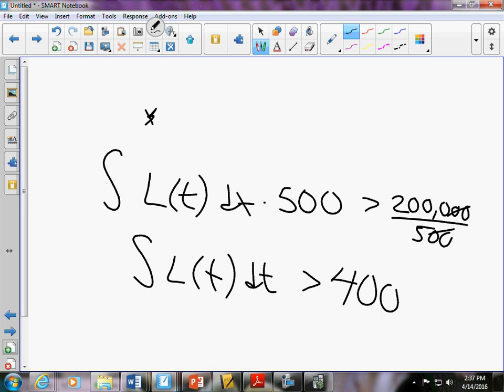So we're trying to see, is it possible that over any 2-hour time period this integral exceeds 400? So where are you going to look on your graph to get an idea? You want that to be the greatest. You're looking at the derivative, right? You want this to be as great as possible. So around what values should we check?